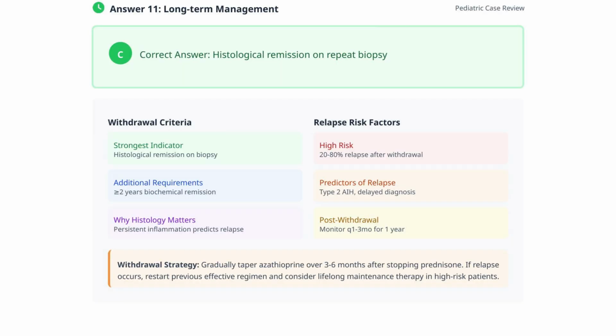The correct answer is C. Histological remission on repeat biopsy. While biochemical remission is essential before considering treatment withdrawal, histological remission provides the strongest evidence that inflammation has resolved. Studies show that persistent histological inflammation despite normal biochemistry predicts relapse after treatment withdrawal. Before attempting medication withdrawal, patients should have at least 2 years of biochemical remission and ideally histological remission. Even with these criteria, relapse rates range from 20 to 80% after medication discontinuation. Close monitoring is essential, with frequent liver tests for at least 1 year after withdrawal.